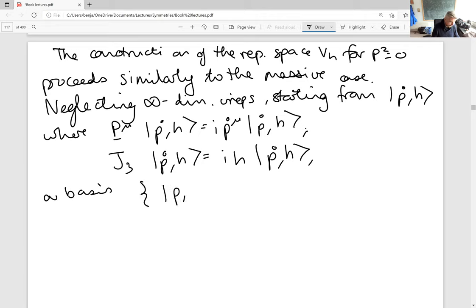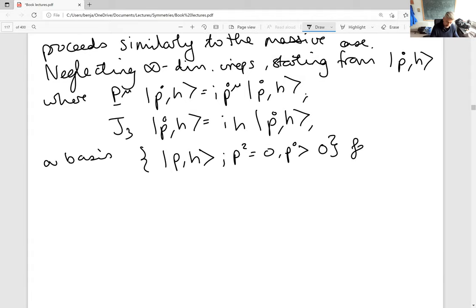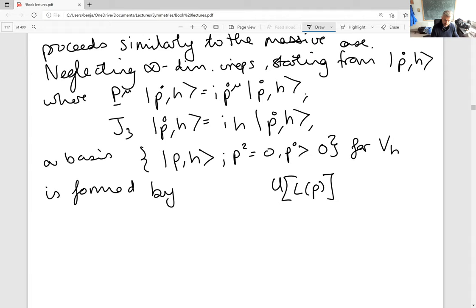So it's the set of all |p, h⟩ where p squared is zero, and the energy is bigger than or equal to zero. I suppose actually it's strictly bigger in this case. So this is a basis for V_h, and this is formed by acting with a unitary operator, which corresponds to the Lorentz transformation L(p), on |p̊, h⟩, and so we should get |p, h⟩. So this really defines what L(p) is.